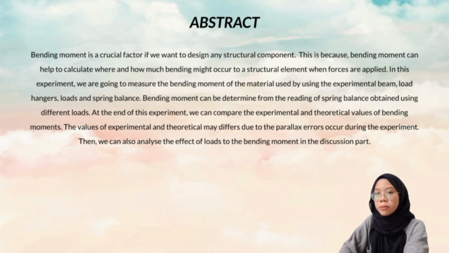So in order to determine the bending moment, we can determine from the reading of the spring balance obtained when we use different loads later. So at the end of this experiment, we can compare the experimental and theoretical values of bending moments. The values of experimental and theoretical obtained later might differ due to the parallax error that will be discussed at the discussion part. Then we can also analyze the effect of loads to the bending moment in the discussion part.